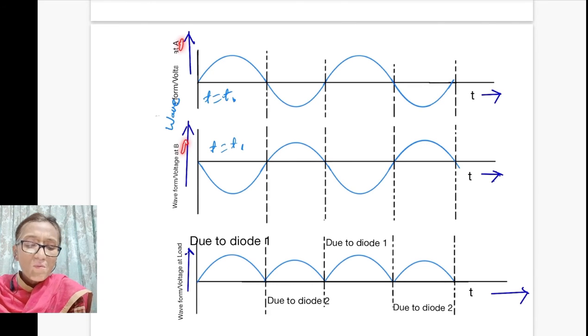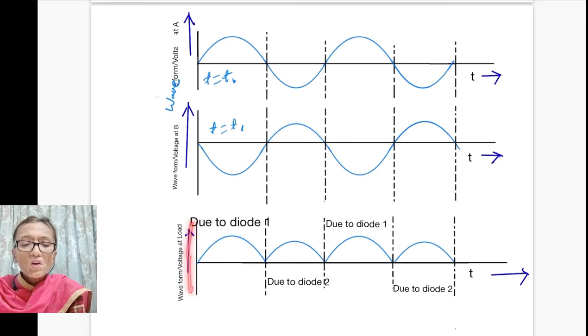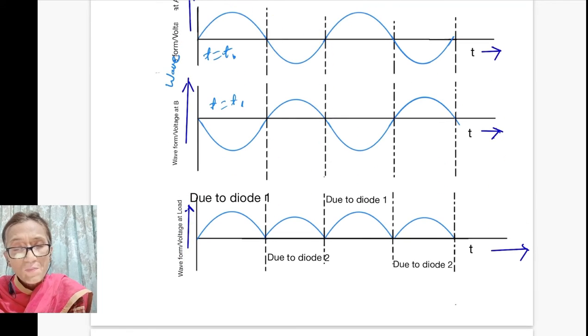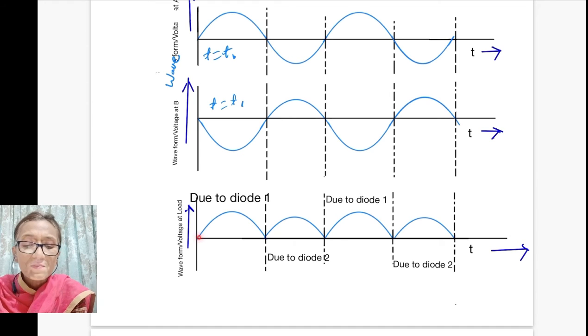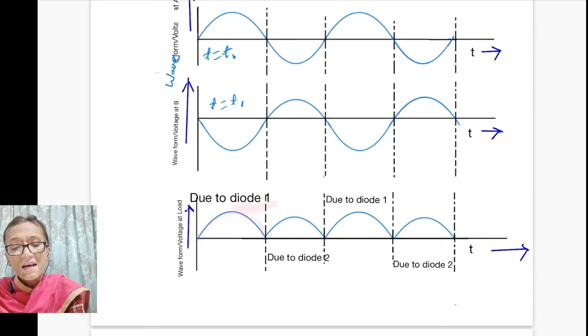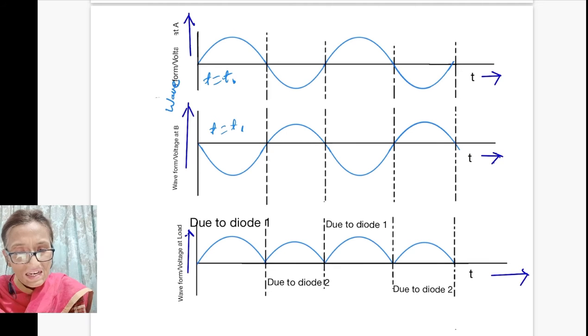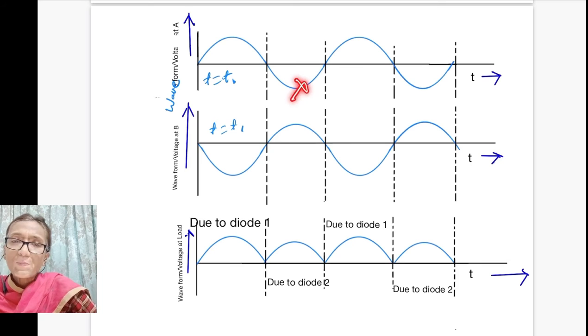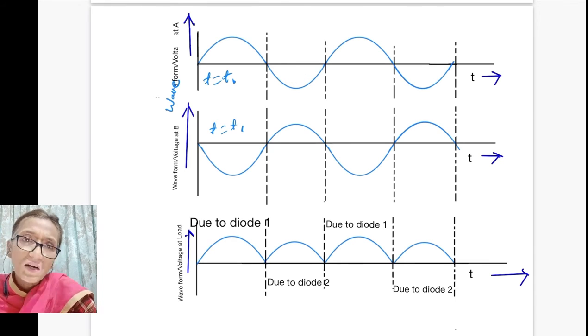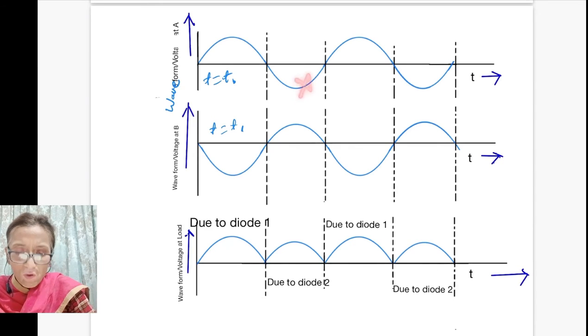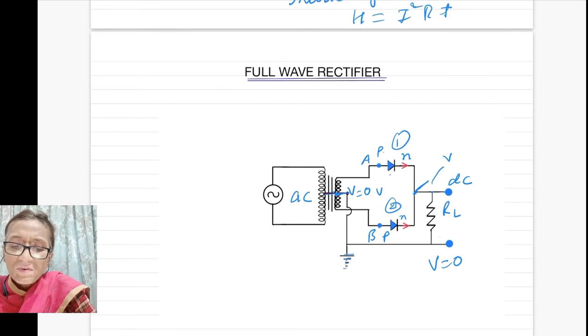Now, what is the waveform at the load? At load, you find that for the first half time period, current is through diode 1 and it is giving the current in the forward direction, same direction. Now, in the second half time period, diode 1 is in reverse bias. Now, current will not flow through it. We know that in reverse bias, current is of the order of microampere. We can neglect this current. Now, current will flow through this arm and the circuit will be completed.